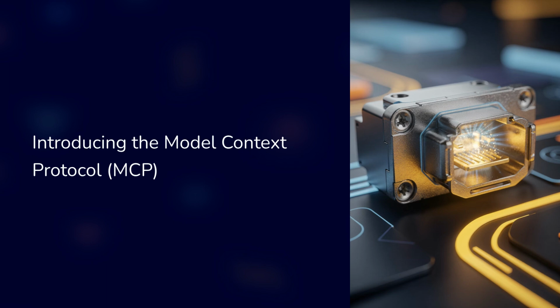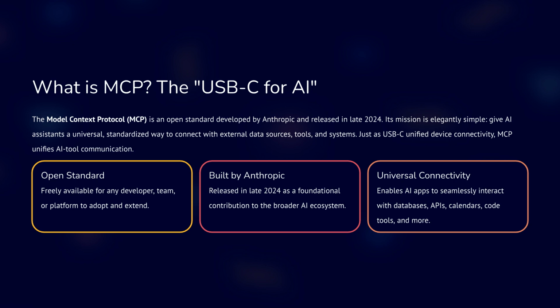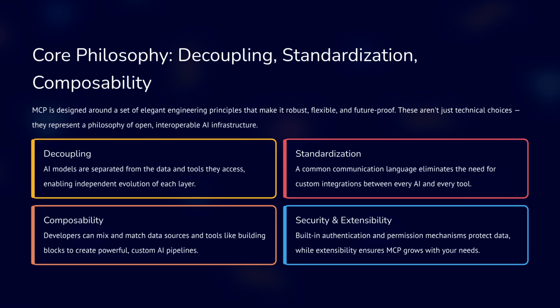This is where the Model Context Protocol, or MCP, comes in. What is MCP? Think of it as the USB-C for AI. It's an open standard developed by Anthropic, released in late 2024. MCP unifies AI tool communication, providing AI assistants with a universal, standardized way to connect with external data sources, tools, and systems. MCP is built on a core philosophy: decoupling, standardization, and composability.